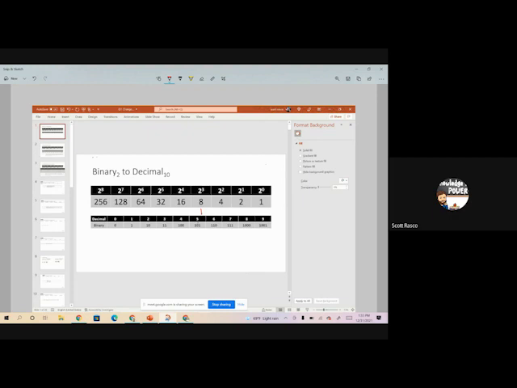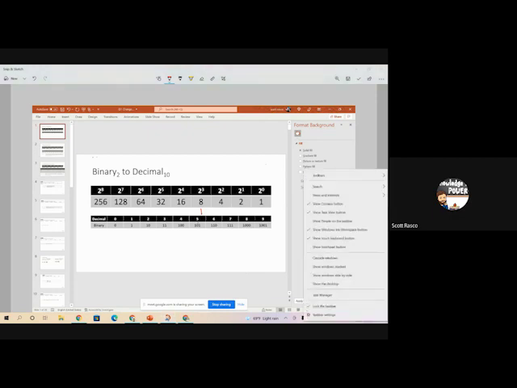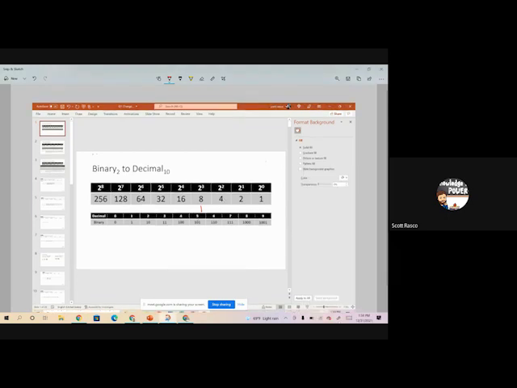Now, 12, after I subtract the 8, we have 4 left over. Well, here's 4. So I'm going to have 1 eight and 1 four. But do I have a 2 left after that? No. Do I have a 1? No. So basically, in this case, 12 is 1, 1, 0, 0.